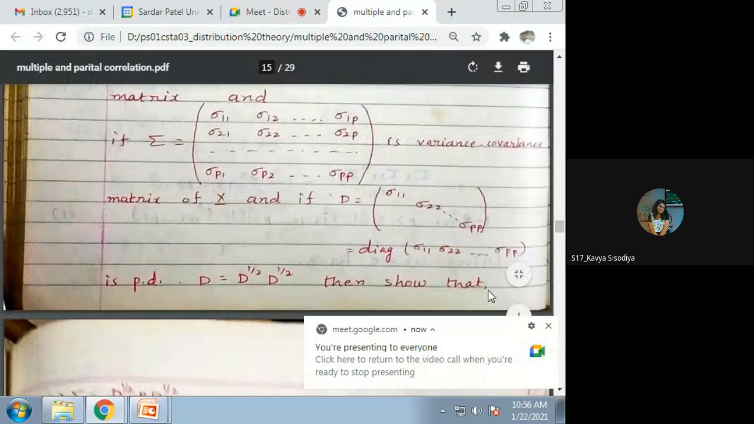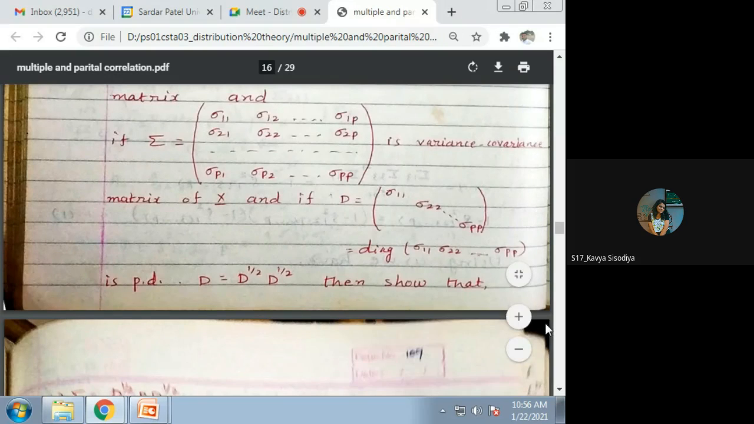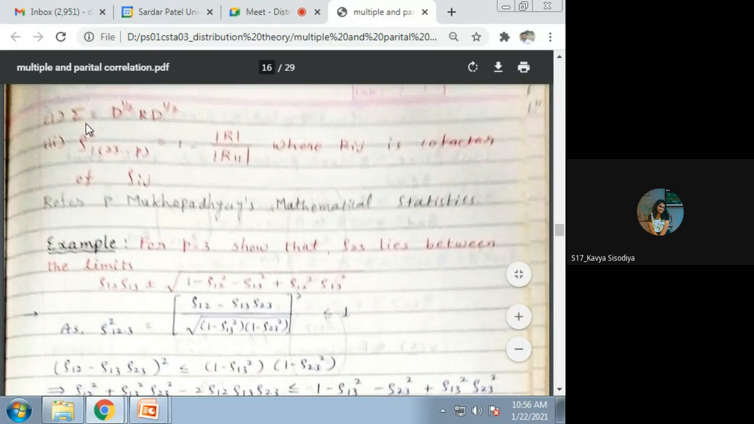You have been given these matrices. This is the variance covariance matrix of X, and D is a diagonal, positive definite matrix. So of course you can write D equal to D raised to half, D raised to half. Then show that sigma equal to D raised to half R D raised to half. So this we have proved. Yet we have not proved this, but you can easily prove.